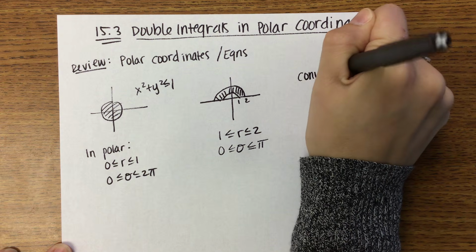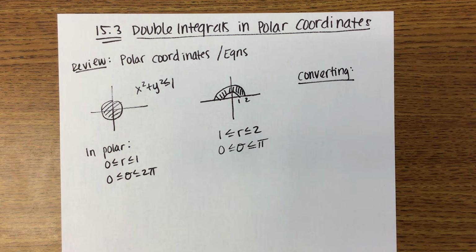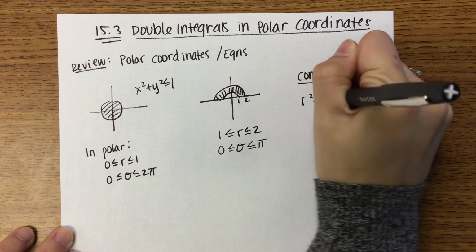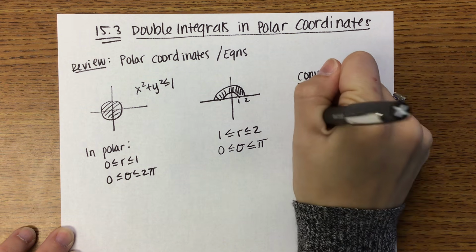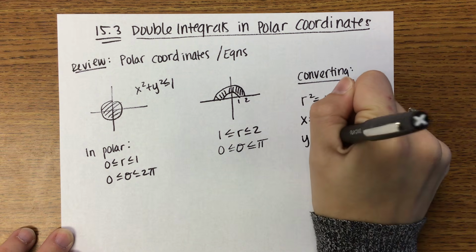You need to remember how to convert. Here are the big ones, the helpful equations. R squared is x squared plus y squared. X is r cosine theta. Y is r sine theta.